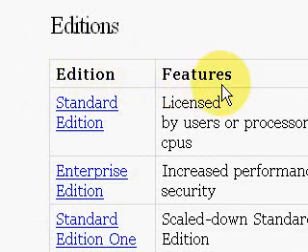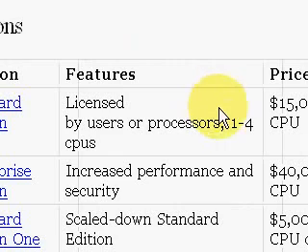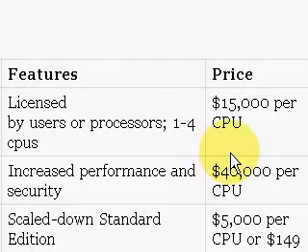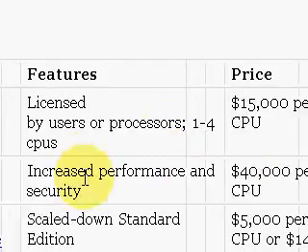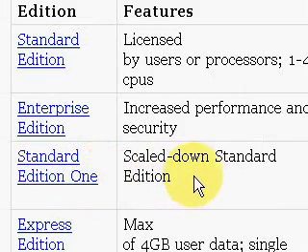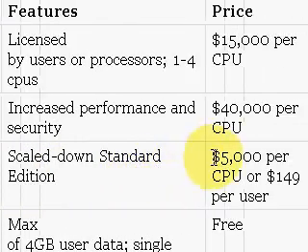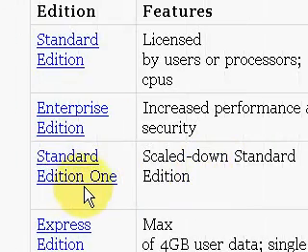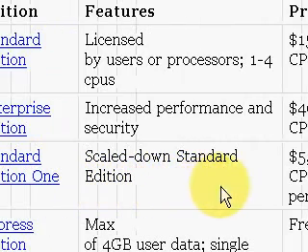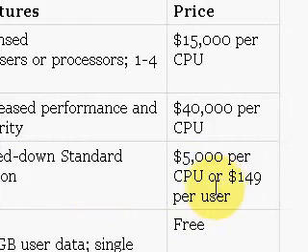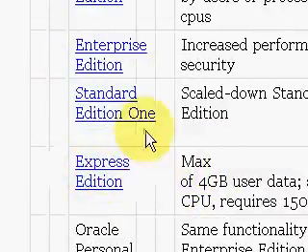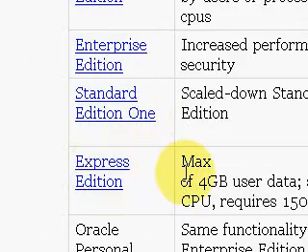Okay, let's look at the editions of Oracle. We have the Standard Edition, which is licensed by users or processors, and you can have 1 to 4 CPUs, and this runs you about $15,000. Enterprise Edition, which has increased performance and security, is $40,000 per CPU. And then the Standard Edition One is a scaled down version of the Standard Edition. It allows you to just pay $5,000 per CPU, or $149 per user. I think there's a minimum of 5 users.